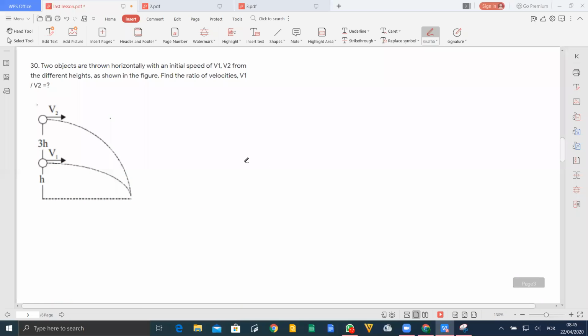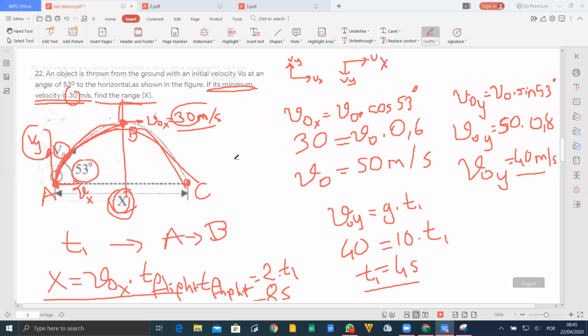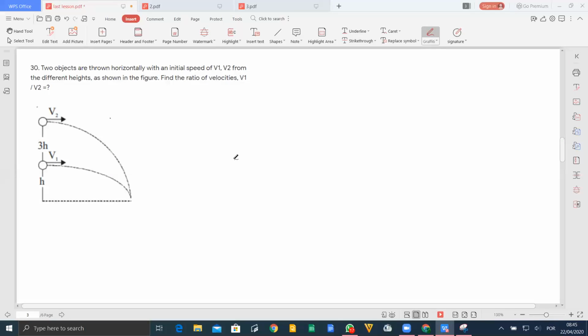Another question is 30. Two objects are thrown horizontally with initial speeds v1, v2 from different heights as shown in the figure. Find the ratio of the velocities v1 and v2. Okay, one object is thrown horizontally from the height of h, and the second object is thrown horizontally from the height of 4h. So they are thrown initially, and then they come to the same point, which means their ranges are the same.